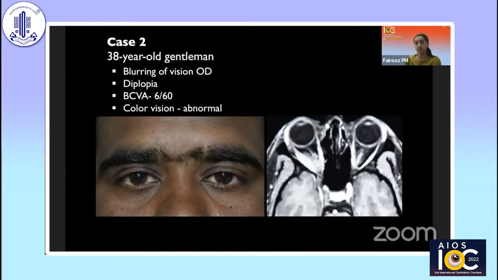A 38-year-old gentleman presented with blurring of vision in the right eye. His best corrected visual acuity was 6/60 with diplopia when he presented. Color vision was abnormal. You can see the right eye is dilated. He had an RAPD, and this is the imaging evidence of lateral rectus involvement, which is enlarged, and he had perineural inflammation as well. So this was a case presenting as myositis with optic neuritis, who was again treated with intravenous methylprednisolone, and the vision improved to 6/6.